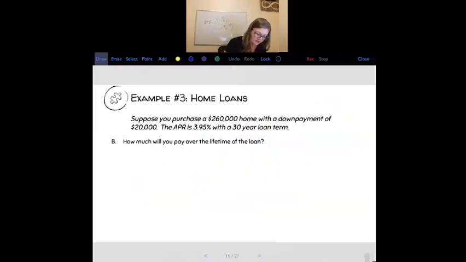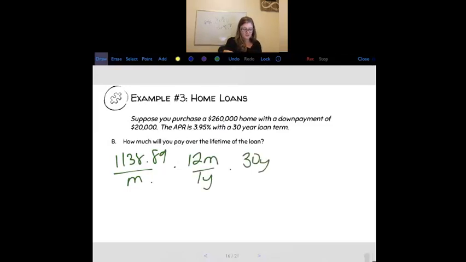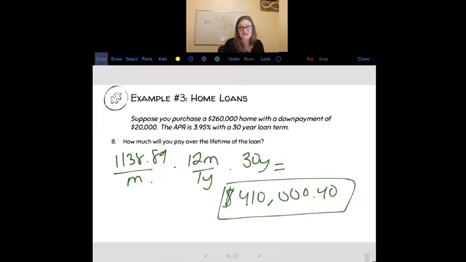How much will you pay over the lifetime of the loan? Again, we take what we're paying each month times 12 months in 1 year, over the 30-year term. So we take our payment, and we will end up paying $410,040. It's a lot more than what you purchased the home for.